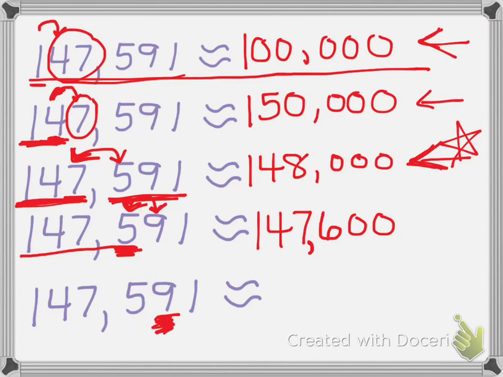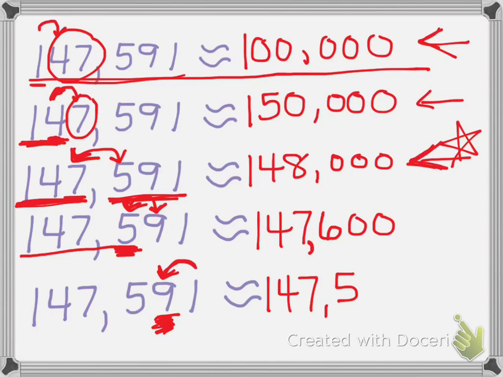Since we're rounding that 9, this 1 is going to tell the 9 what to do. I was trying to do the hundreds again. So the rest of the numbers stay the same. We have 147,500, and that 1 is going to tell the 9 what to do. So we would have 90, 95, and 100.